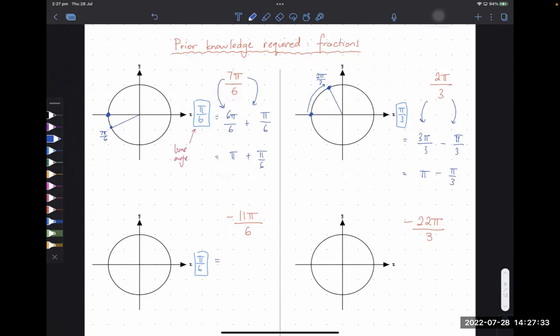Did someone say something? Ben? Was that you? Yep. What's the closest multiple to negative 11? He said 12. Okay, cool. Positive 12 or negative 12? Negative. Okay, cool. Thank you. So we're going to break it up into negative 12 pi on 6. And are we going to add or subtract pi on 6?